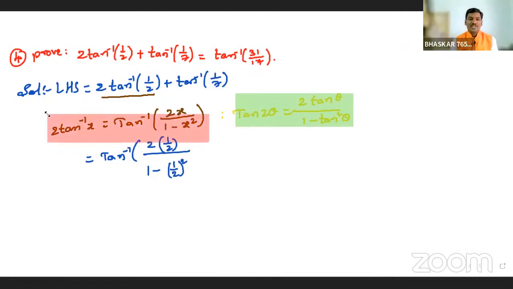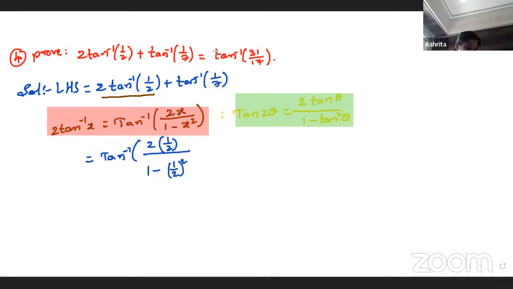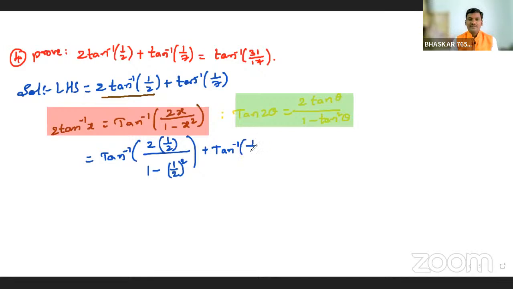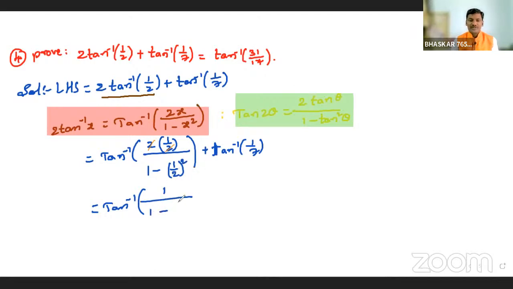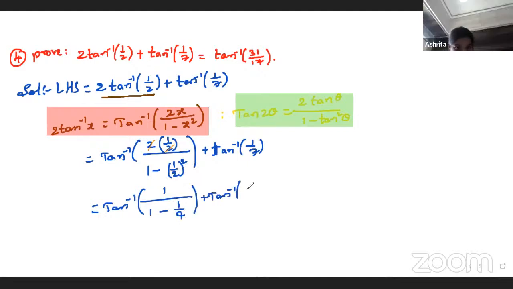Here, what is in place of x? In place of x we have 1 by 2. So I substituted here. And what about the second term? As it is, tan inverse of 1 by 7, I am writing as it is. Now this is equal to tan inverse of, you can cancel this 2 and 2. After cancellation, 1 is as it is, 1 minus 1 by 2 whole square. What is 1 by 2 whole square? 1 by 4 it is, plus tan inverse of 1 by 7.